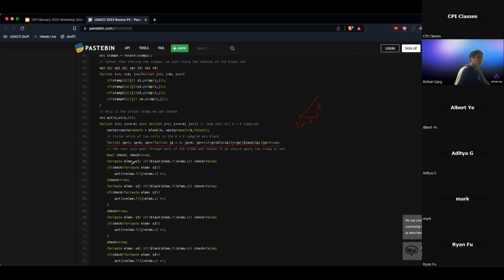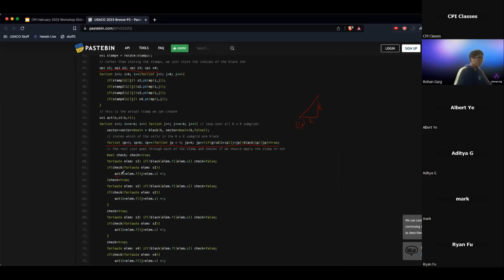For each element in that vector of pairs, if the black cell in this index is not black, then we make our checker false, because that means there's some black cell that we're stamping that's not supposed to be black, and this is irreversible. So we don't want to do this anymore. And if the checker is still true at the end, then in our final subgrid we make each of the indices 1, which represents a black cell.